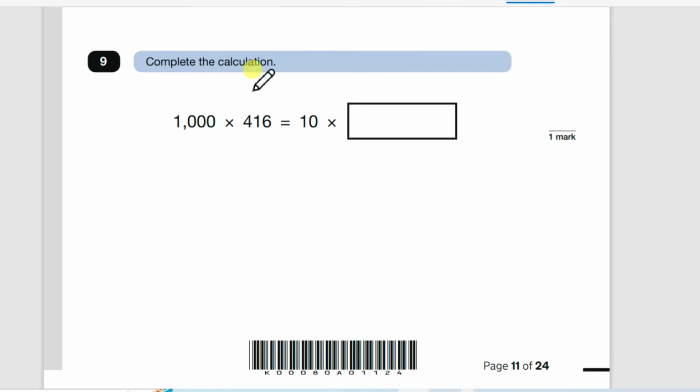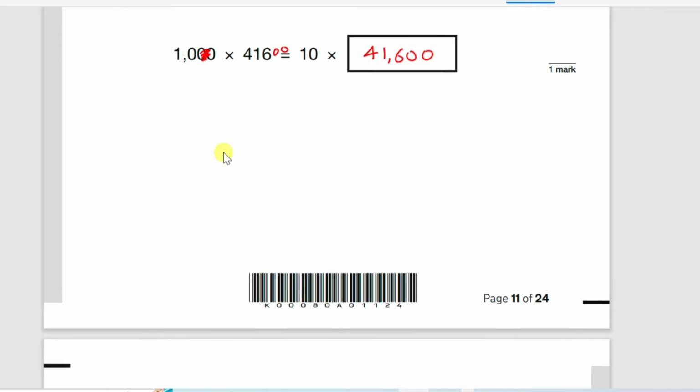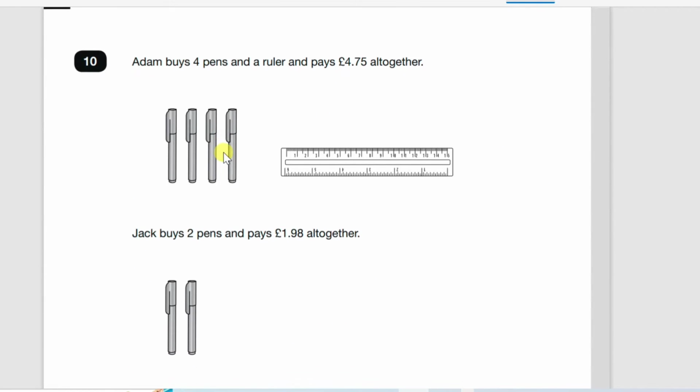Next one, complete the calculation. Wow, so 1,000 times 416 is the same as 10 times something. Well, what we do is just literally cross out these 2 zeros and give them here. So it becomes 41,600. Nice. Now 10.